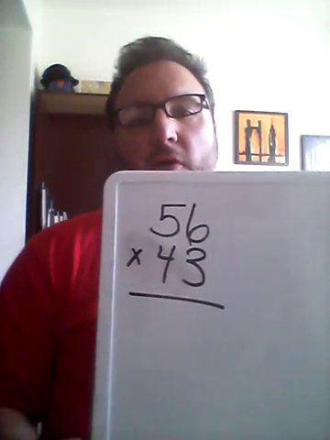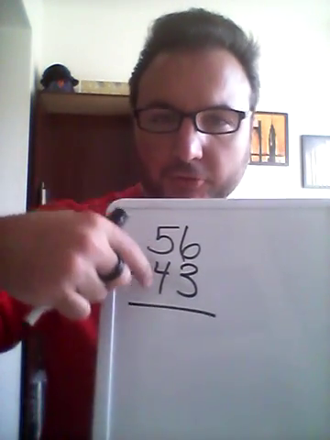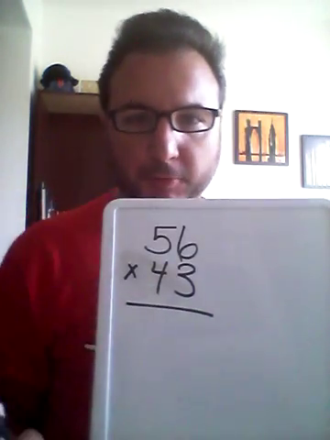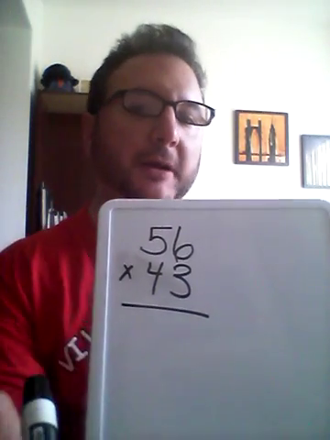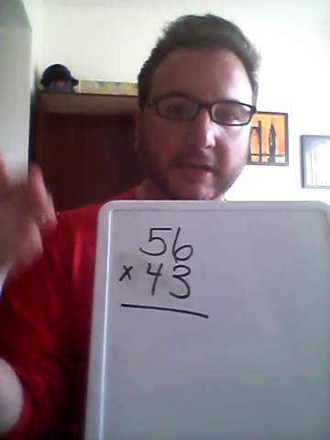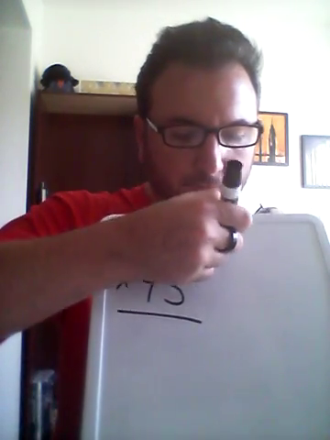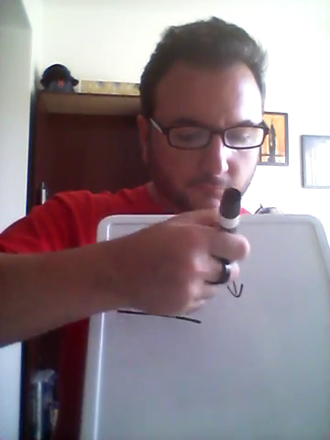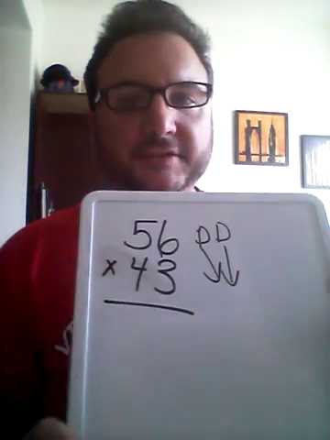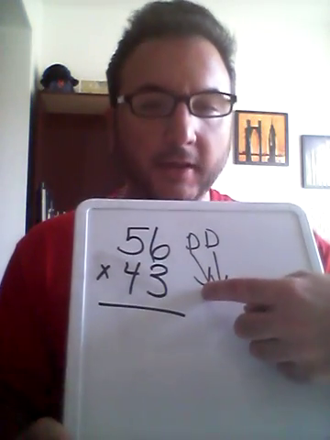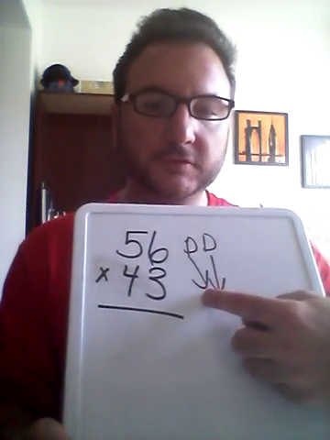Here's an example that I made right here. Notice both numbers are double-digit. You got the tens place and the ones place. Now remember when we talked about double times single, the first thing we remembered were the two D's. That was down and diagonal. Remember, you went down with the ones and diagonal with the tens to the ones.